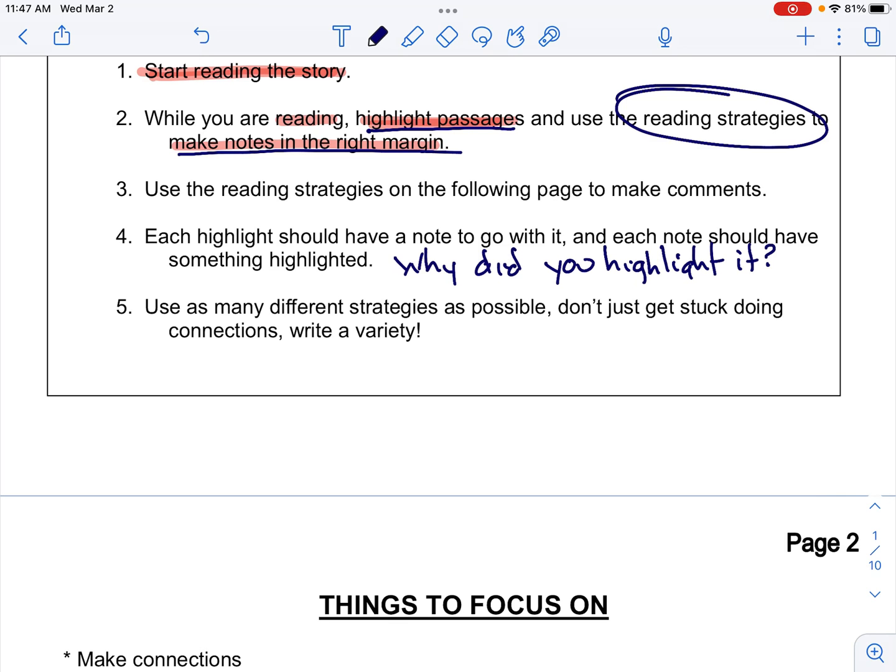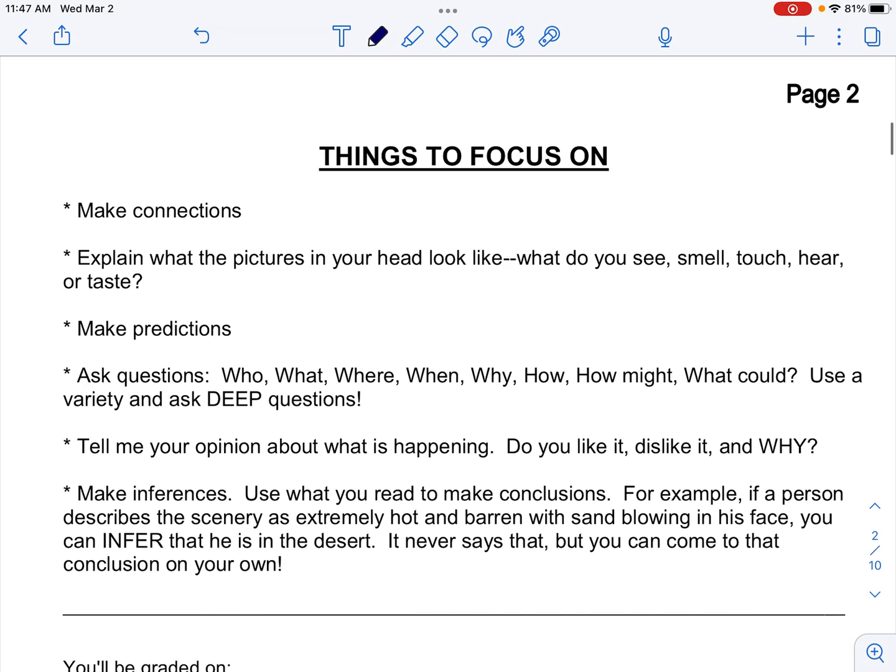We want variety, okay? So here's the things I want you to focus on. I want you to focus on connections. What connections can you make? If you highlight something about Rome, one of your connections might be, oh, my family went to Rome 2 years ago for spring break. Okay, that's a connection. Or if there's a character and you can connect with something that character has experienced, that's a connection.